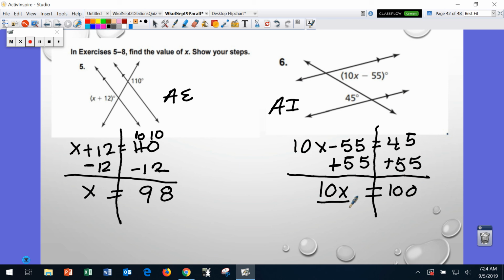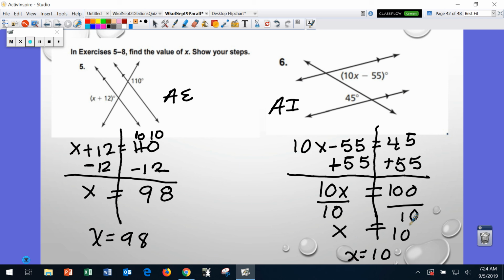I need to get x away from 10, so I'm going to do the inverse operation of multiplication, which is division. So I divide both sides by 10, and x equals 10. Here you go. So let me write this down here. X equals 98. And here, x equals 10. This is the work I expect you to show, so make sure you are practicing how to solve these equations the way that I'm showing you.